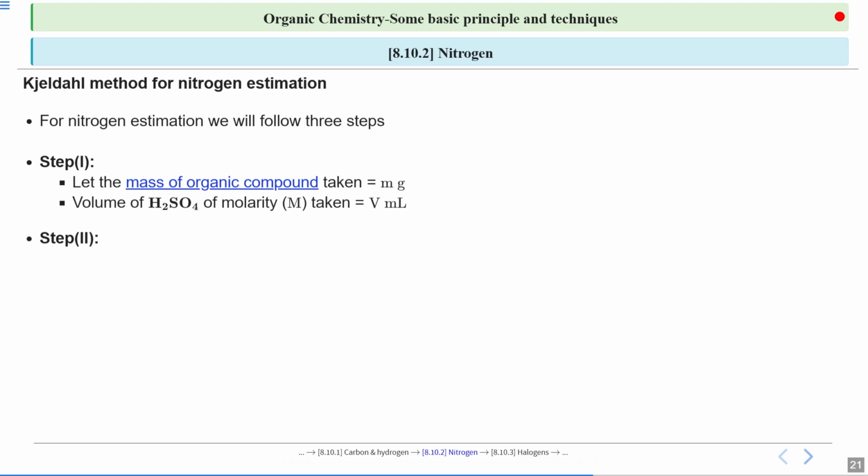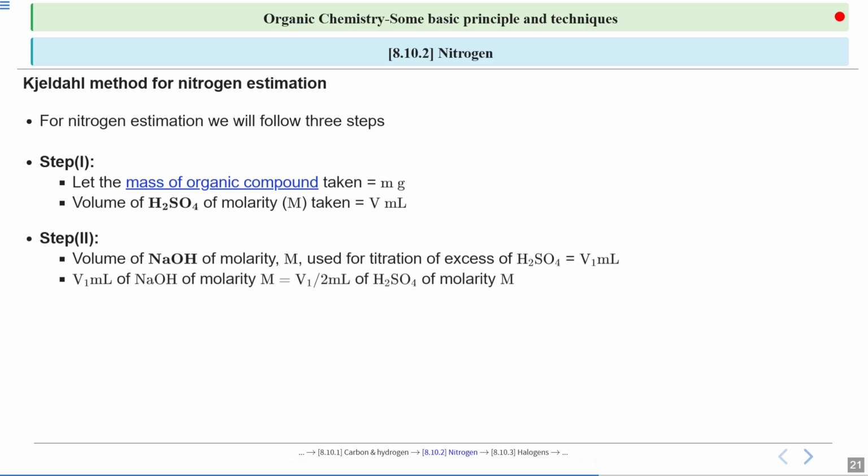Now let's move on to step number 2. Here we titrate the excess H2SO4 with NaOH of known molarity M. The volume of NaOH used is V1 milliliter. Remember, V1 milliliter of NaOH of molarity M is equivalent to V1 divided by 2 milliliter of H2SO4 of the same molarity. This is because sulfuric acid is diprotic, meaning each molecule can react with 2 molecules of NaOH. This stoichiometry is essential for accurate calculation. Volume of H2SO4 of molarity M unused is equal to V minus V1 by 2 milliliters.